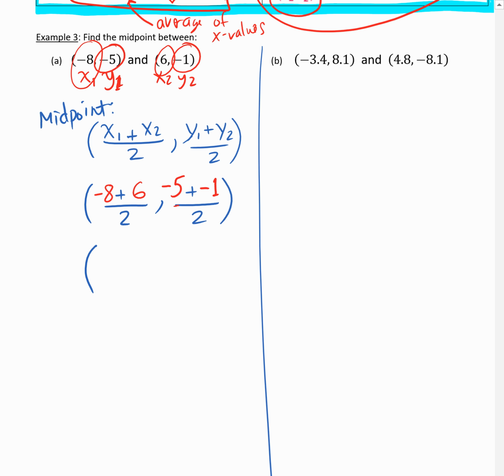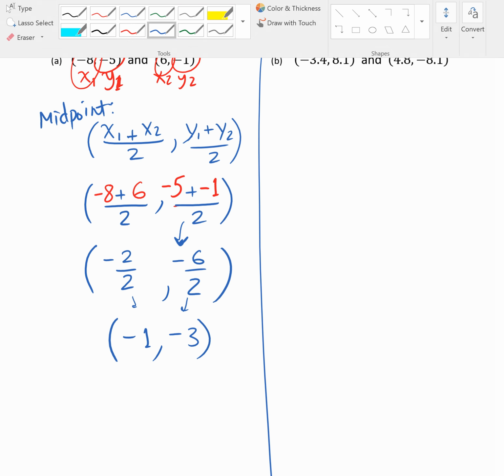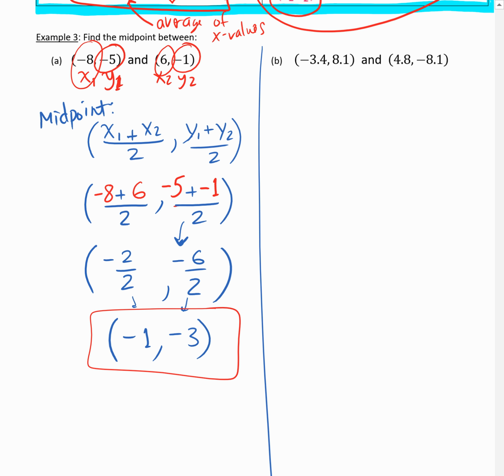So of course, we have a numerator in each case that we want to simplify. On the left one, it's -8 plus 6. That's -2 over 2. In this numerator, you have -5 plus -1. That's -6 over 2. So we'll simplify either of those. Here, -2 over 2 is -1. Here, -6 over 2 is -3. All right, there we go. That must be the point that's right in the middle of those other two points that were given.